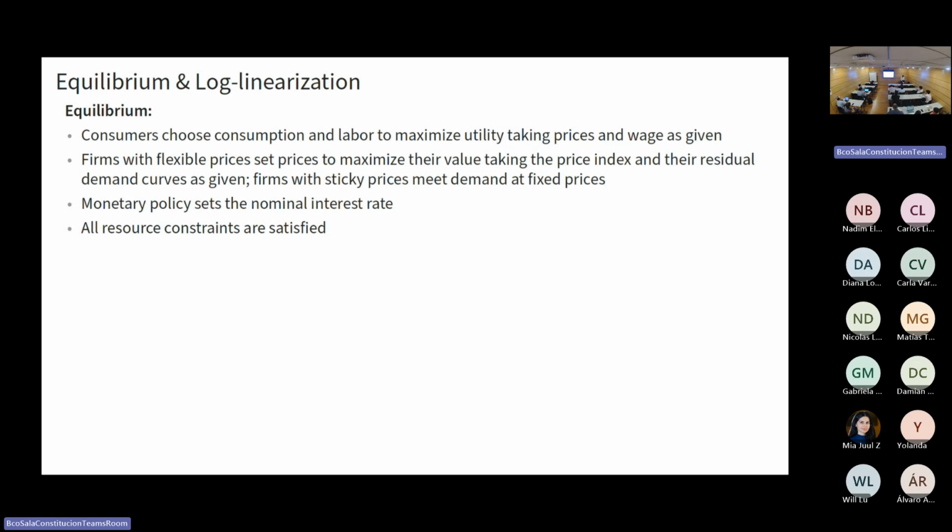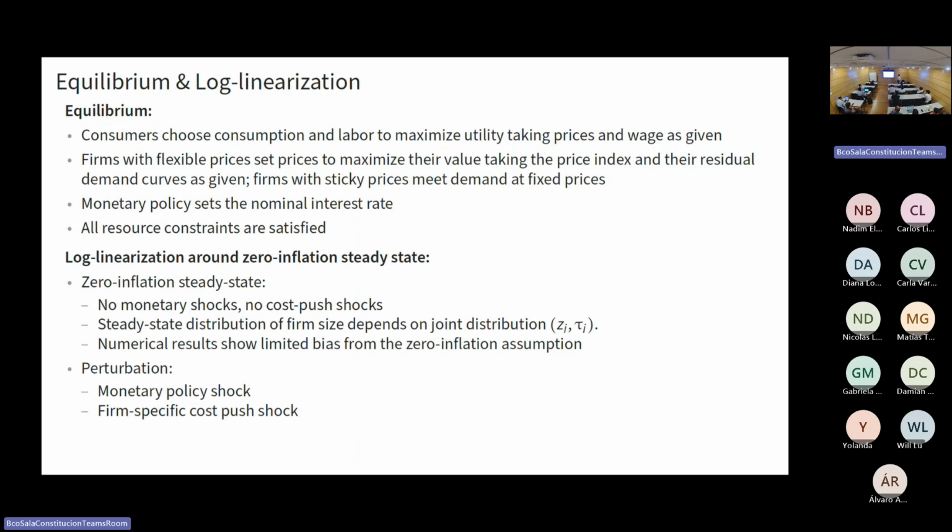Okay, so the equilibrium is going to be very standard. Consumers are going to choose consumption and labor in order to maximize their utility, taking prices as given. Firms with flexible prices set their prices in order to maximize the value of their firms. They're going to satisfy demand, and then firms with sticky prices are committed to satisfy demand at fixed prices. Monetary policy sets a nominal rate, and all resource constraints are satisfied.